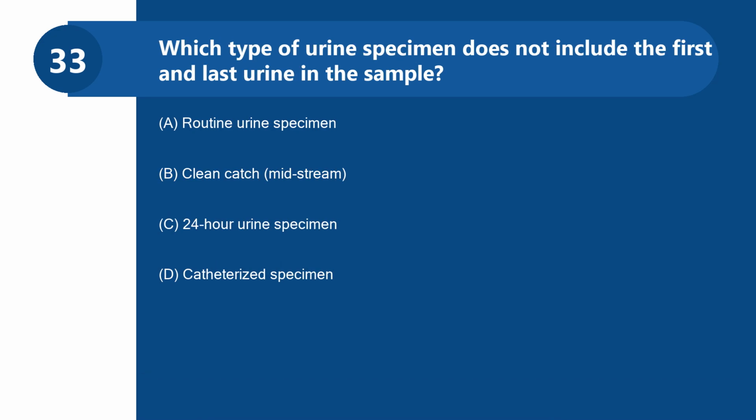Question 33. Which type of urine specimen does not include the first and last urine in the sample? Option A, routine urine specimen. Option B, clean catch, midstream. Option C, 24-hour urine specimen. Option D, catheterized specimen. The correct answer is option B, clean catch, midstream.